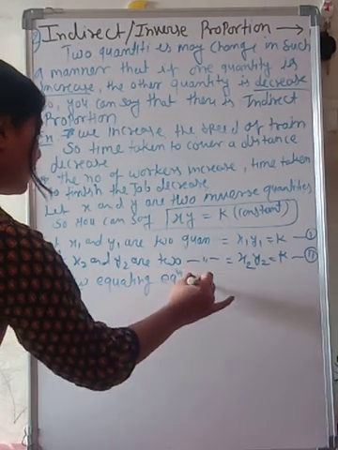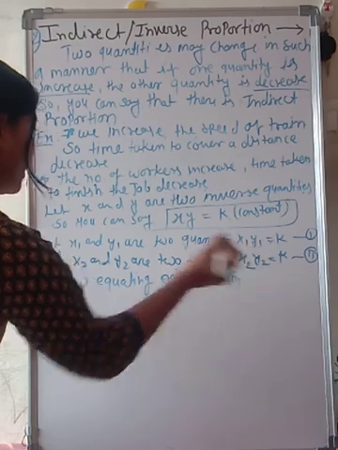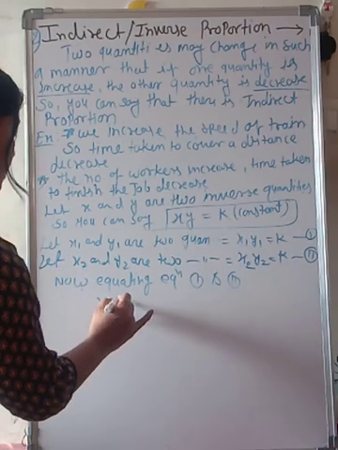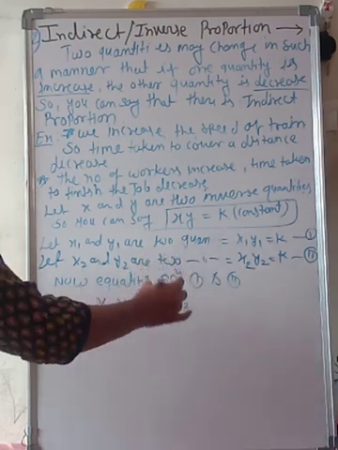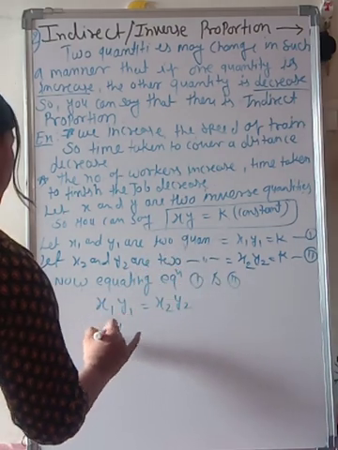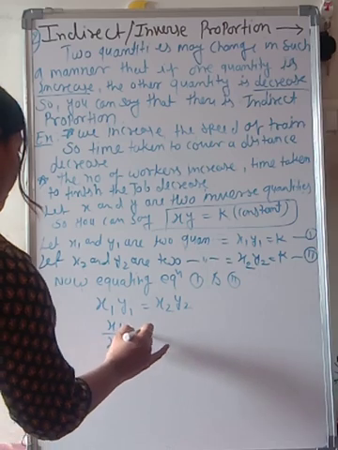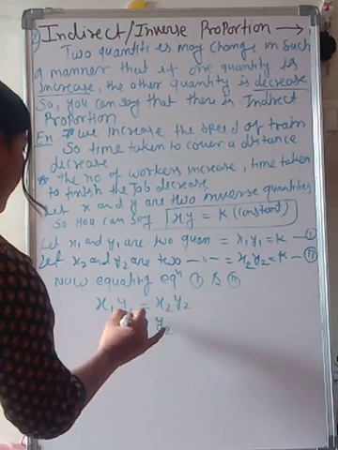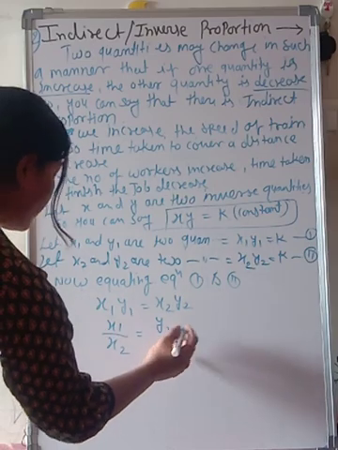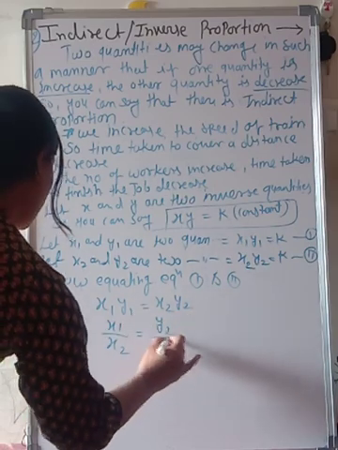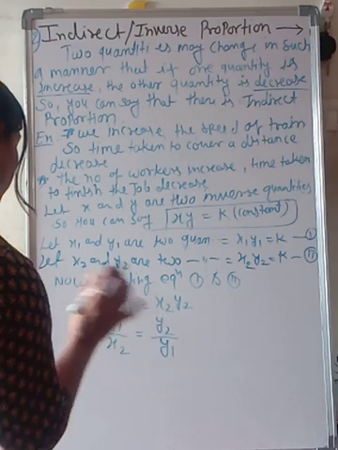Now equating equation 1 and 2, x1 y1 equals x2 y2. And you can write x1 upon x2 equals y2 upon y1, by transposing to the right hand side.